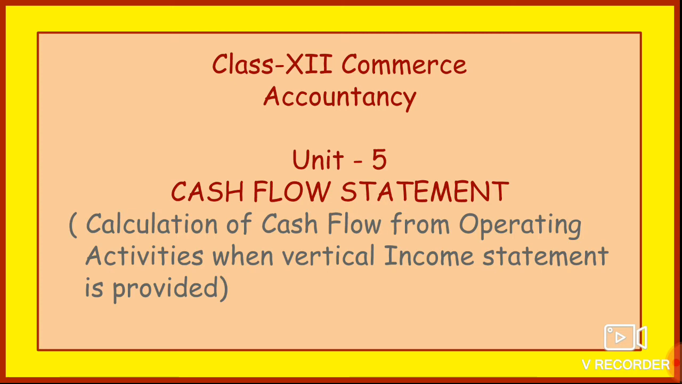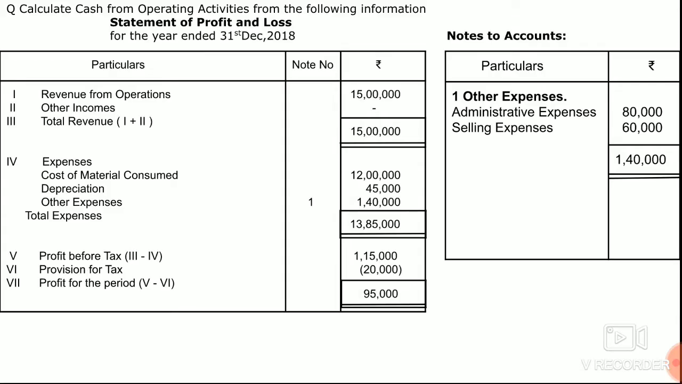Hello students, in today's video, I will try to show you how to calculate cash flow from operating activities when a vertical income statement is provided to us. So let me show you the question. This is the question that we have. This is an income statement for the year ended 31st December 2018, and they have given us a vertical income statement. So let me just read out the question.